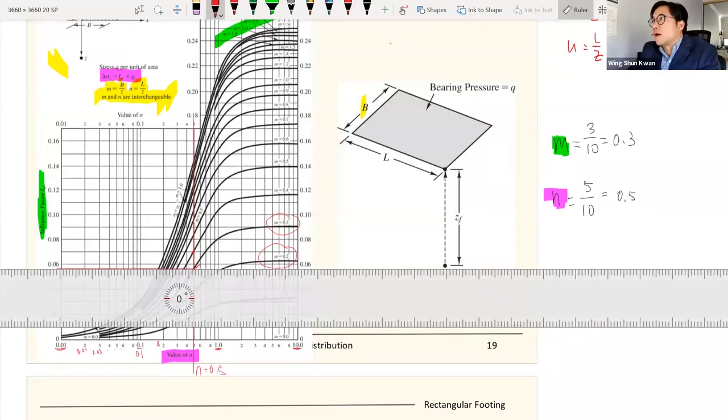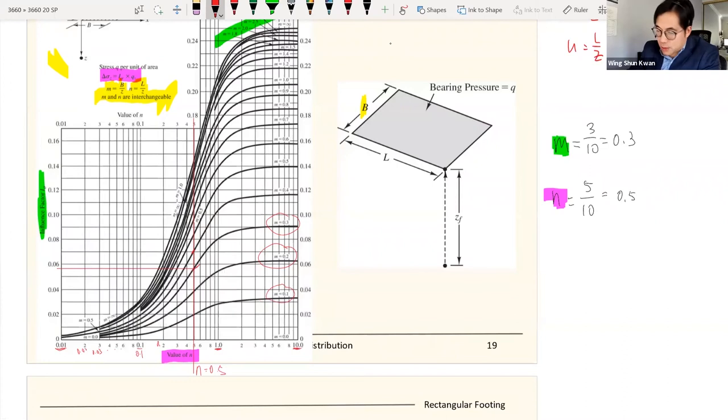For the example we talk about, we eyeball this, so this will become about 0.057 or 0.058. I think it's more accurate to be 0.058 just by eyeball. So one of the disadvantages of this method pretty much is that it is based on eyeball.